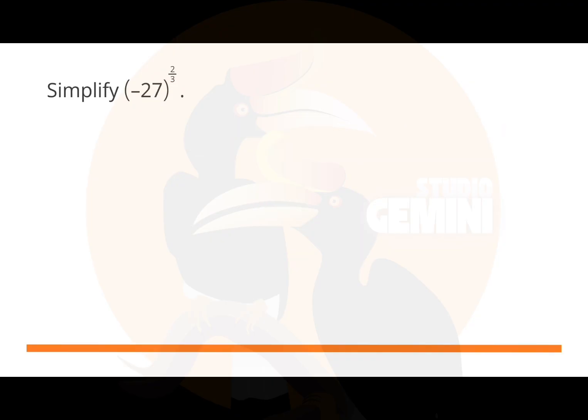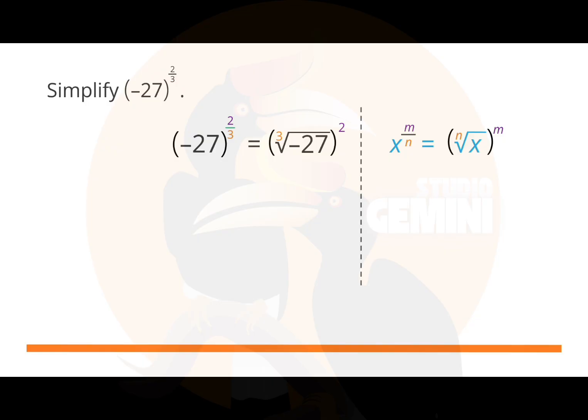Let's do one last example. We want to simplify negative 27 raised to the 2/3 power. Let's use our property to rewrite our expression as the cube root of negative 27 squared. The cube root of negative 27 is negative 3, and negative 3 squared is positive 9. So negative 27 to the 2/3 power is 9.